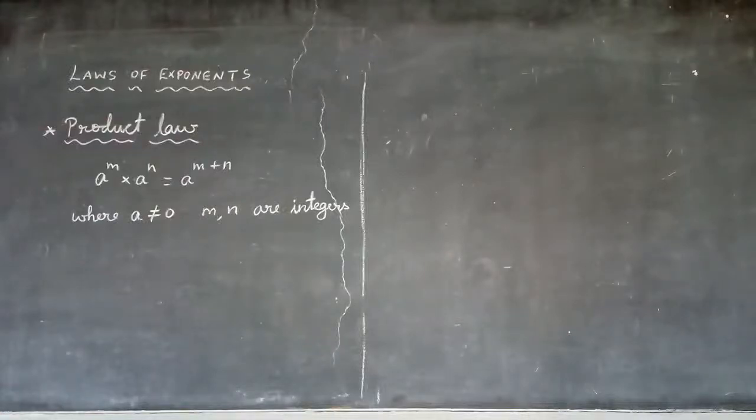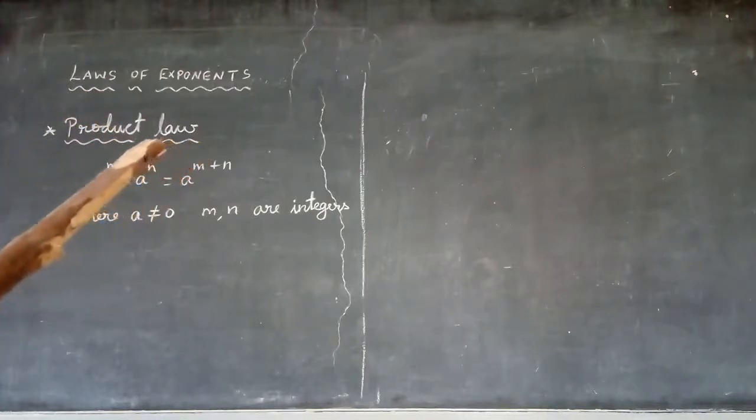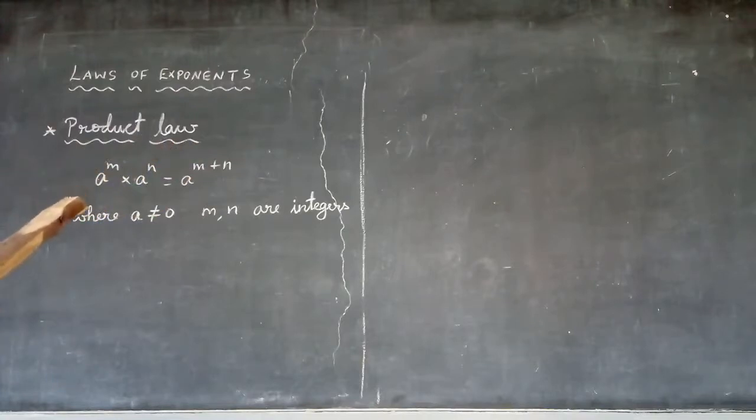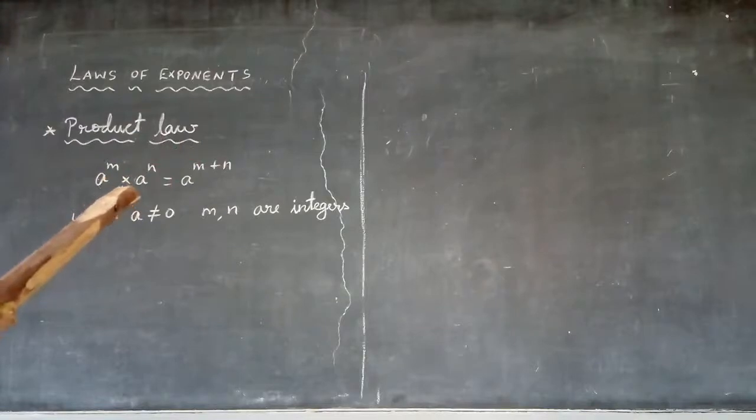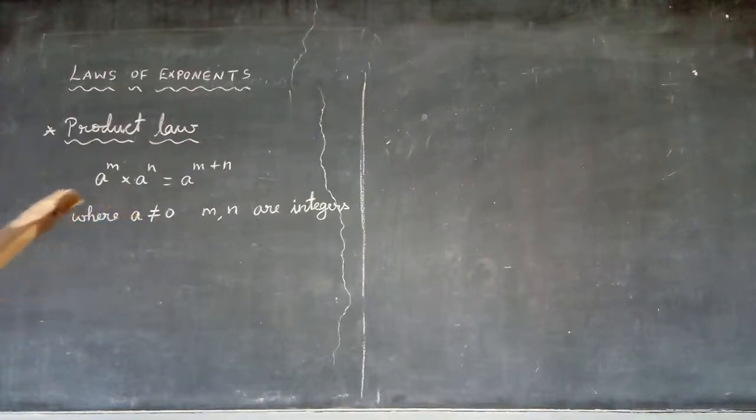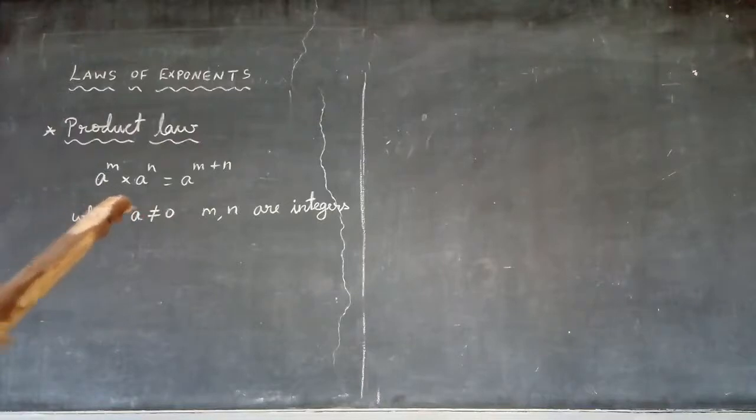In this video we will see laws of exponents. In that we will see the first law, product law, which states that when we are multiplying powers with the same base, we can add the exponents. Here, in the power with the base a, since the base is the same, we can write the base and we can add the exponents.